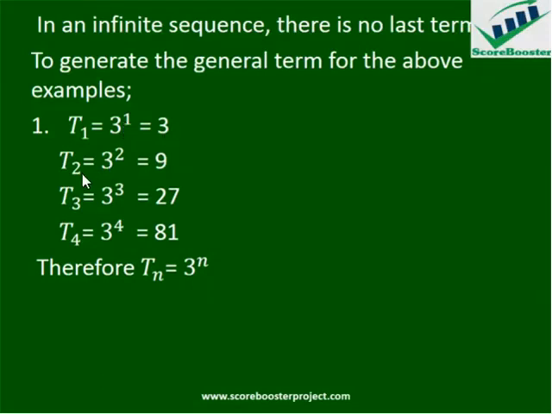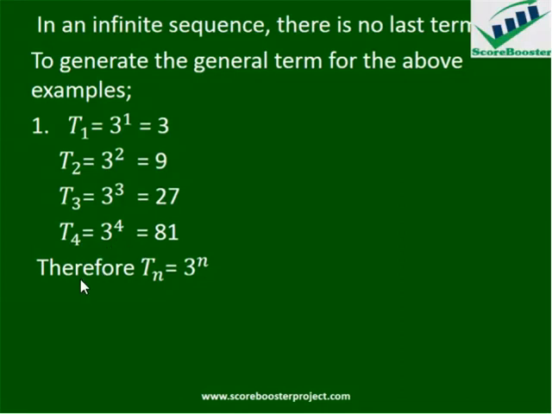The second term is 9, that is, you can write it as 3 raised to the power of 2, where 2 is the number of the term you are in. 3 raised to the power 2, which is 3 multiplied by 3 to give 9. The third term is written as 3 raised to the power of 3, the term you are in. 3 multiplied by 3 is 9. 9 multiplied by 3 will give 27, which is the value of the third term. The fourth term, the same thing is also applicable to the fourth term.